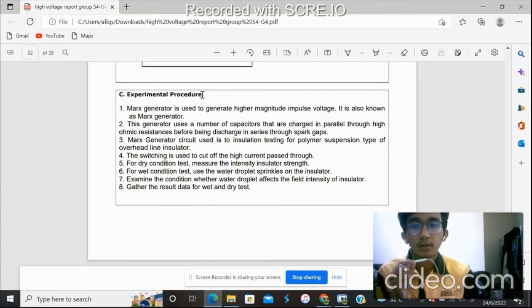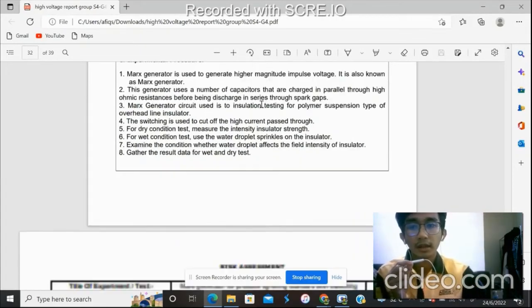The switching is used to cut off the high current passing through. Next is the dry condition test, to measure the insulator strength. Next is the wet condition test, using water droplets sprinkled on the insulator. Next is to examine whether the water droplets affect the field intensity of the insulator. And last but not least, we gather the result data for the wet and dry tests.